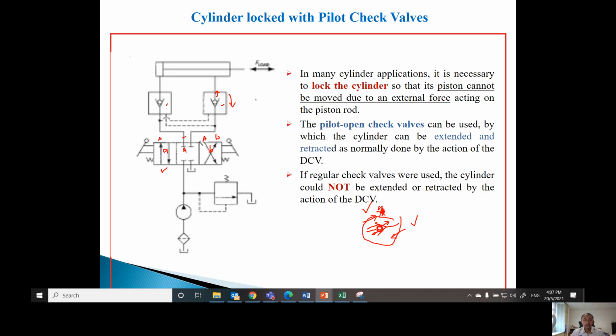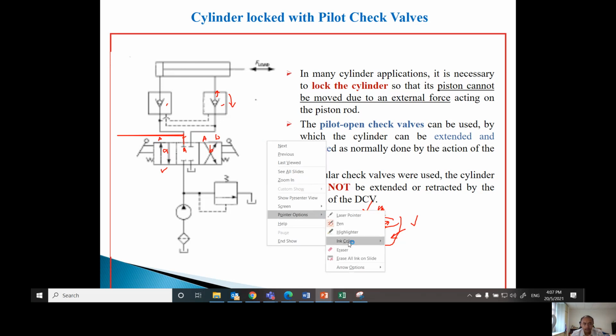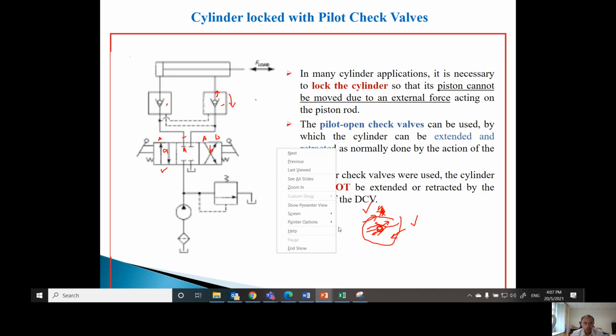So when it's connected to port A, you can have flow through here, right? Maybe I can just use the pointer now. So you have flow through A. This is a free flow because the check valve is in this orientation: the ball is up and the seat is down, so you can flow through. And then the cylinder will extend.